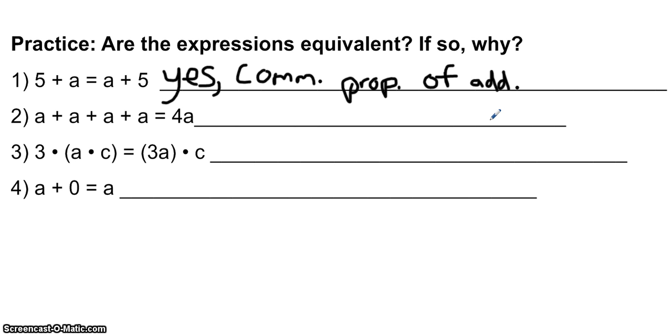Now let's look at number 2. We have A plus A plus A plus A equals 4A. Okay. Well, is A plus A plus A plus A equivalent to 4A? Well, yes, because when we simplify that expression, we're just simply adding all those 1s that are in front of the A, and we get 4A because they are all like terms. So in this case, they are equivalent because of combining like terms. So we put combining like terms.